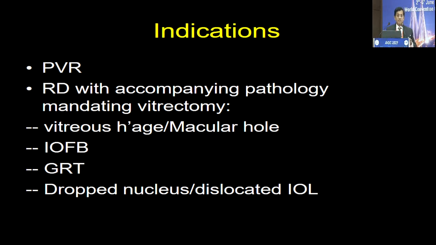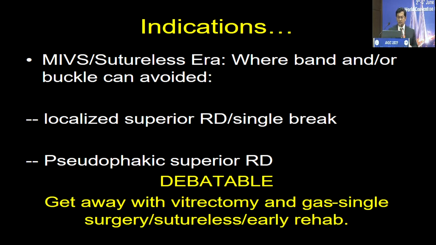First of all, when there is PVR, because if PVR is going to decrease the success of retinal detachment, then you have to get the PVR, the membranes out. There you need to do a vitrectomy. Retinal detachment with accompanying pathologies like, say, vitreous hemorrhage, macular hole, intraocular foreign body, giant retinal tears, or probably a complication of cataract surgeries. In these situations, you are compelled to resort to vitrectomy.